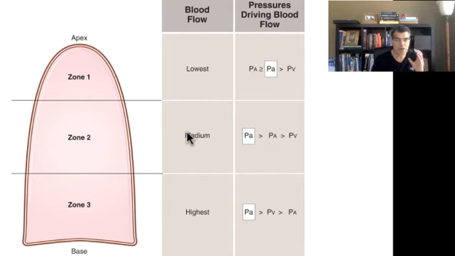Pressure of air. We are not talking about pressure of oxygen. We are talking about pressure of air inside the alveoli. The pressure of air inside the apex is higher than the pressure of air inside the Zone 3. PA shows the pressure of air inside the alveolus, and Pa shows the pressure of air inside the artery. We said blood flow here is low, so therefore pressure of the blood here is going to be low.